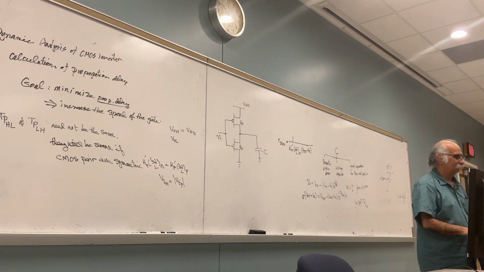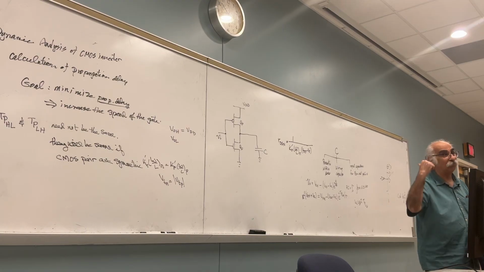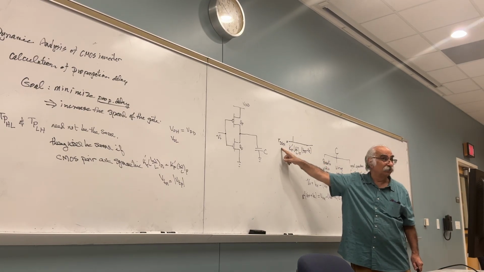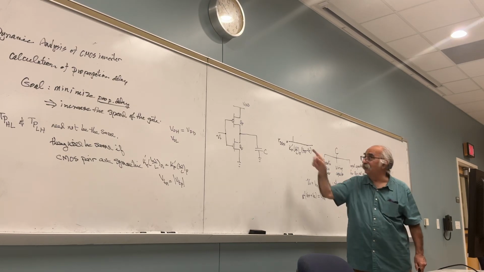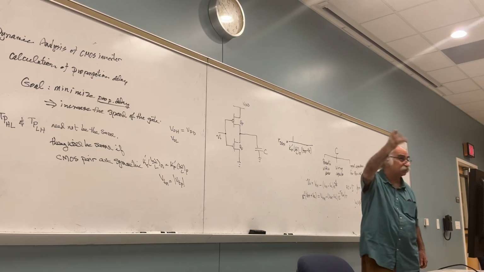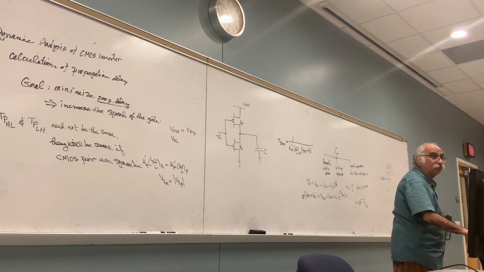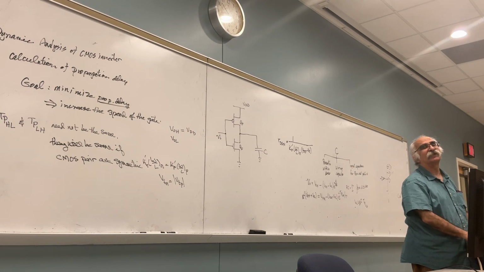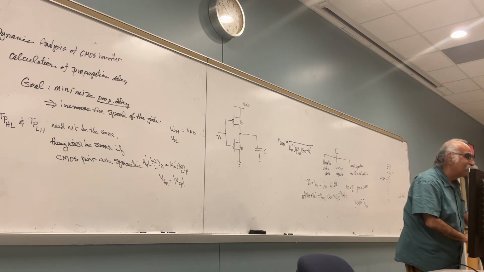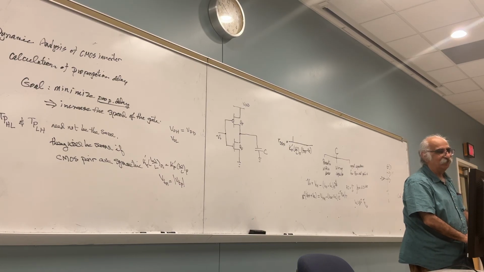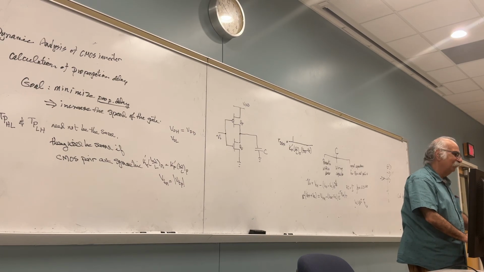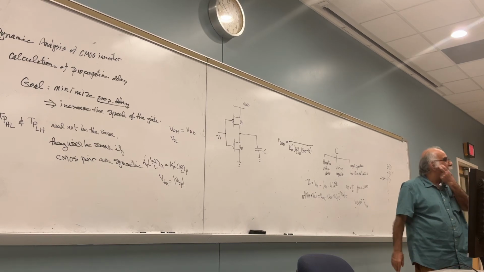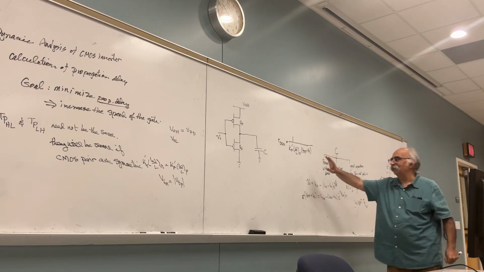We have a dilemma here. What is the dilemma? It makes more capacitance. If you make W large to make RDSN small, making W large will increase the capacitance. Did you lose me? It will increase the capacitance. Clear? But we'll get to that in just a second.